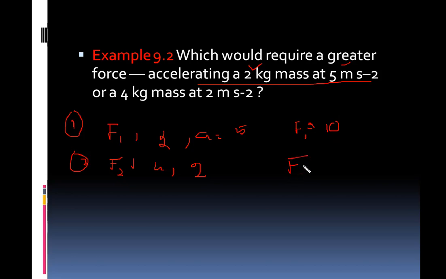In second case, F2 is equal to 4 kg mass, 2 meter per second square acceleration. So 4 into 2. 4 into 2 is 8. This is 10 Newton. This is 8 Newton. Now here F1 is more than F2. Okay, so the first case it requires more force. Okay. Very easy question.